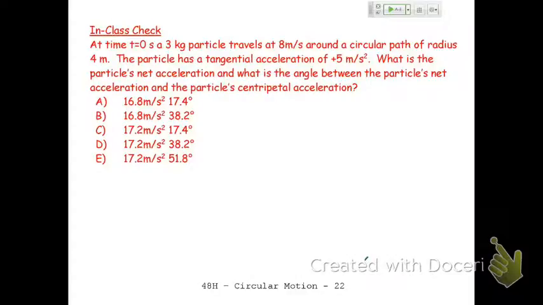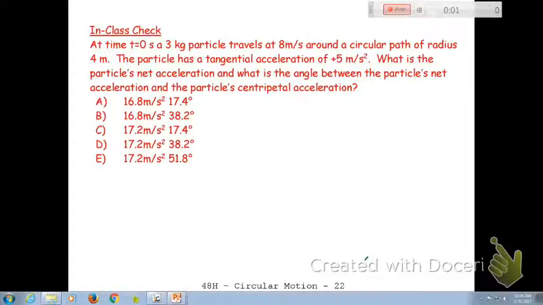At time t equals 0, a 3 kilogram particle travels at 8 meters per second around a circular path of radius 4 meters. The particle has a tangential acceleration of plus 5 meters per second squared. What is the particle's net acceleration? And what is the angle between the particle's net acceleration and the particle's centripetal acceleration? Can you have a go at that for me? Because it is Pythagoras and a little bit of trig. I'm going to pause you.